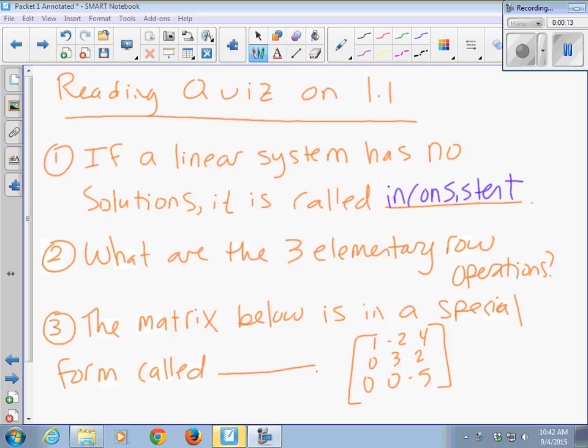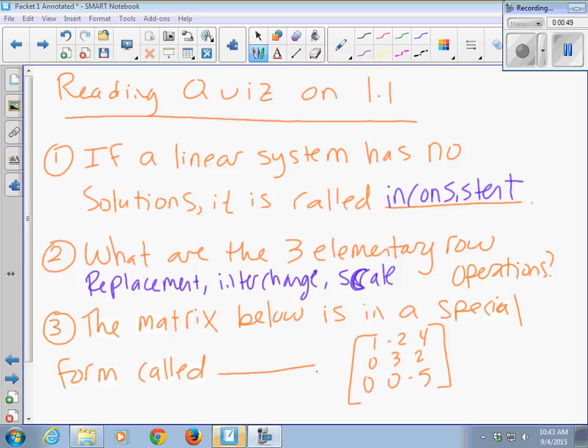Okay. Now, what are the 3 elementary row operations? You can either give the names that the book gave, or just describe the 3 things. Replace, interchange, and scale. Okay. So replacement, that was you can replace any row with itself plus a multiple of another row.